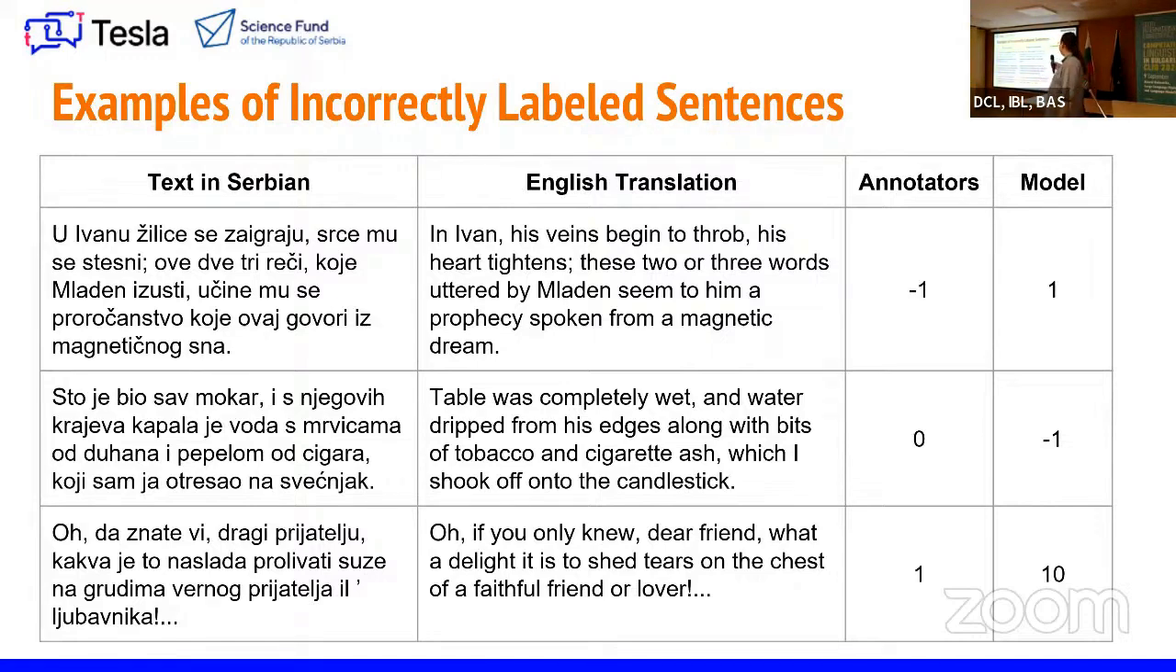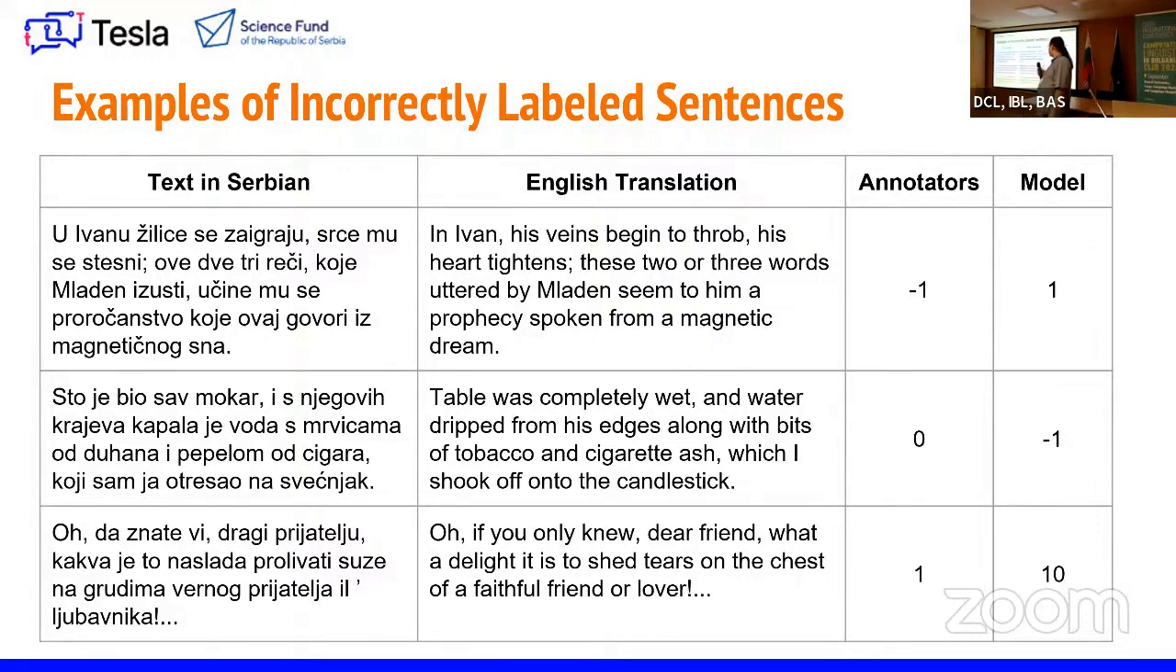Second: "The table was completely wet and the water dripped from his edges around the bit. It should be its edges. Around the bits of tobacco and cigarette ash, which I shook with a candlestick." This is some descriptive scene, and it's rather evocative, so I can see why the model had mistaken it for a negative, although it doesn't have emotional context.